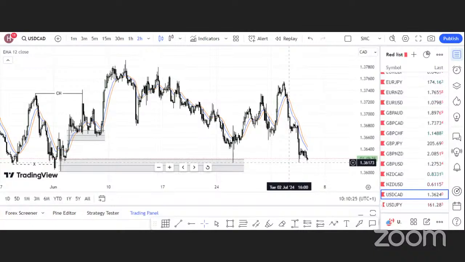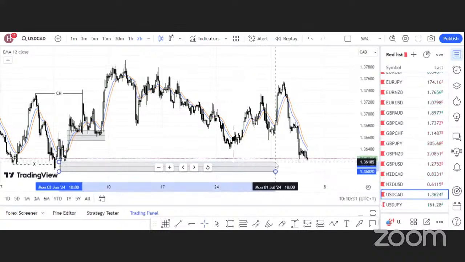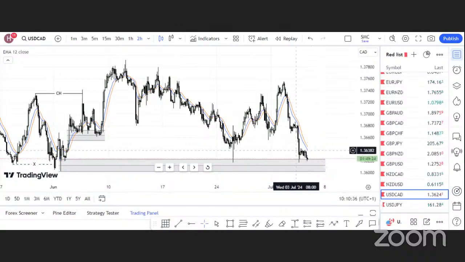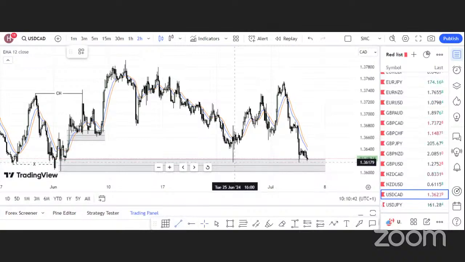Yes, equal lows can push the market to the upside. And as I've said earlier, I think the market would want to take out the low, the previous low around this level. Right now, what we have is an equal low.